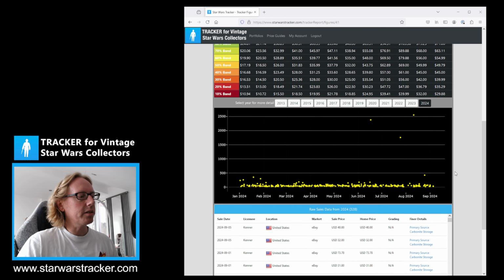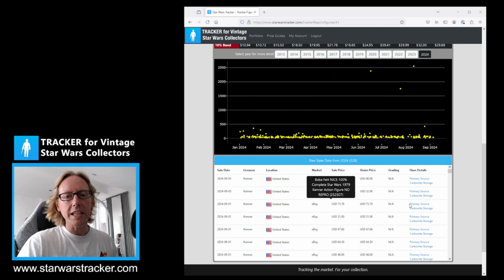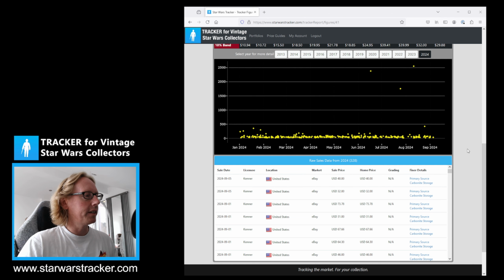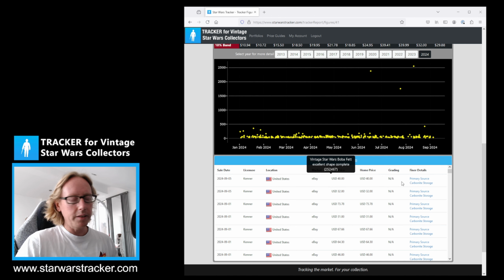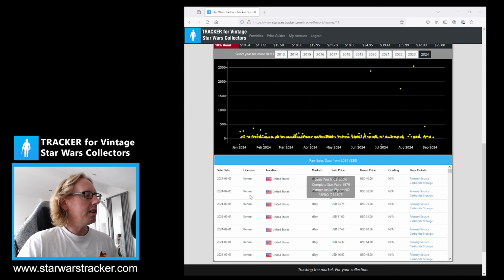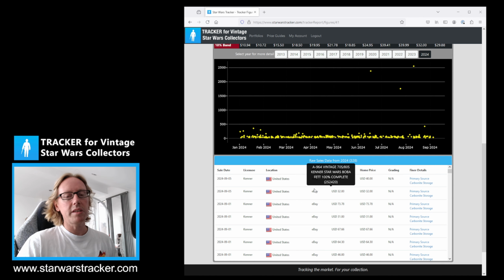And then seeing that visually, and now we're into the nuts and bolts of all the data points that make up all the above. So in 2024, we can start getting some actual data point level information here. We get sale dates, we get the licensee of the figure that was sold, the location it was sold, and what market it was sold on. Most of the prices are, as you can guess, from eBay.